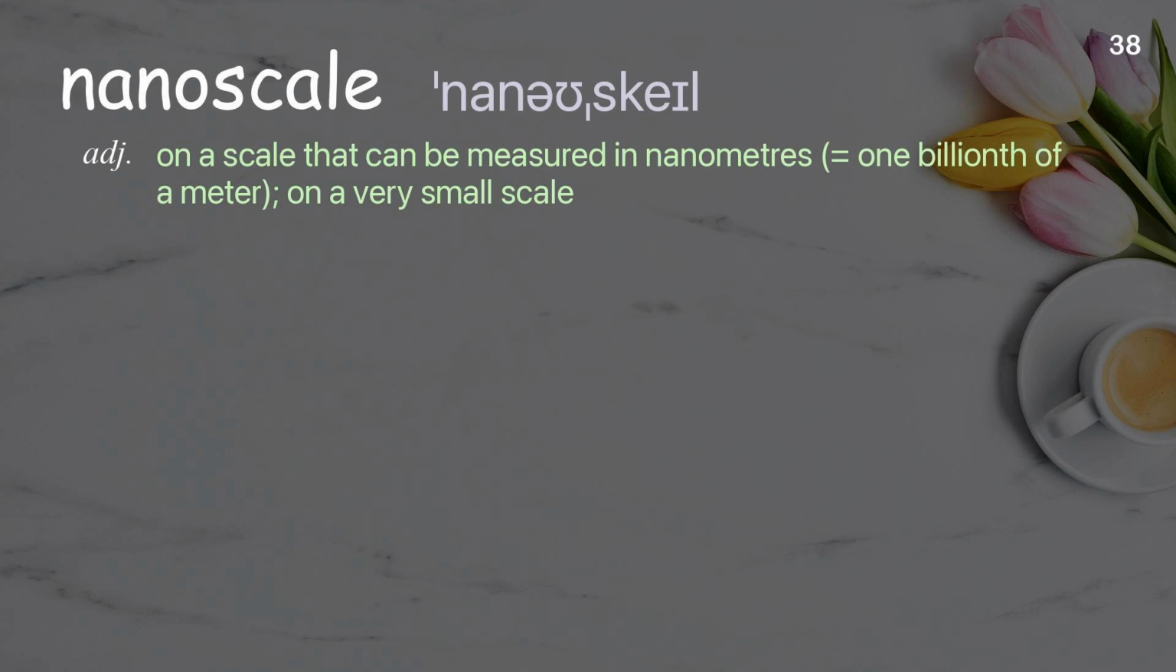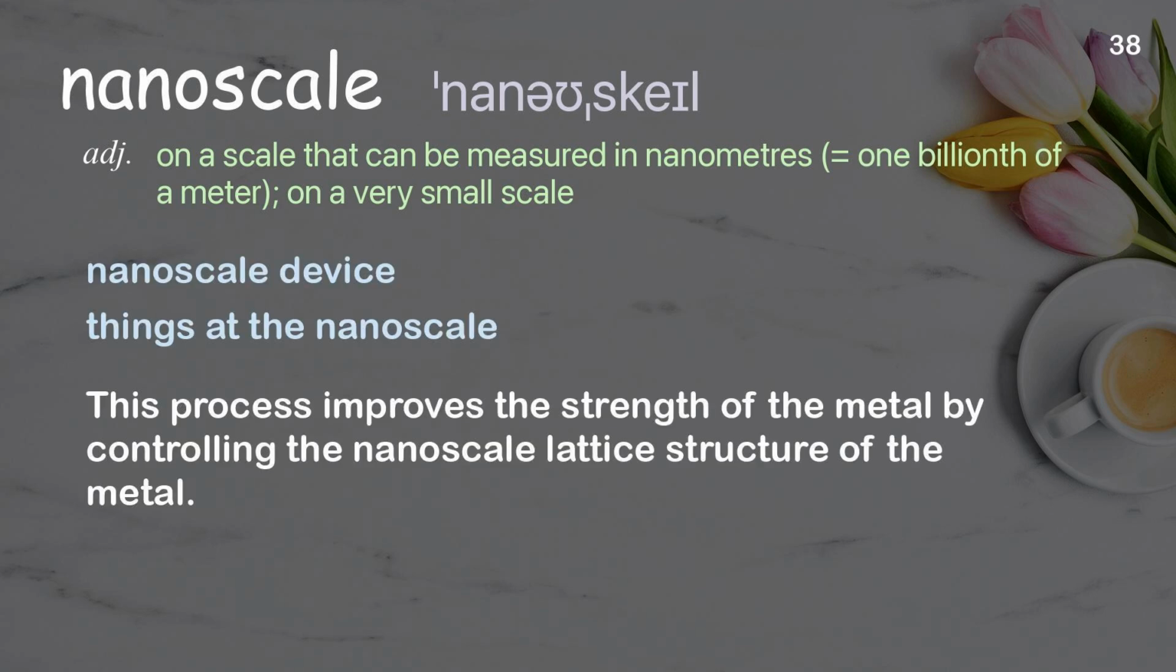Nanoscale: on a scale that can be measured in nanometers, 1/1000th of a meter, on a very small scale. Examples: Nanoscale device. Things at the nanoscale. This process improves the strength of the metal by controlling the nanoscale lattice structure of the metal.